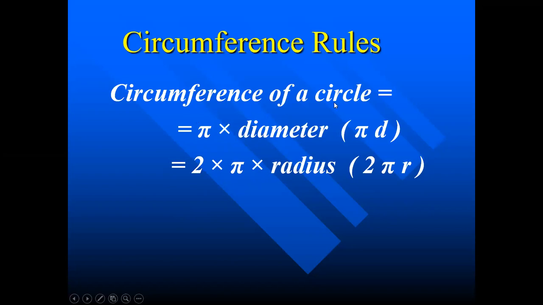Again, circumference of circle. If you have diameter, it will be pi multiplied diameter. Pi, as we said, always equals 3.14. Multiply 3.14, multiply the length of the diameter. If we have radius, we multiply 2, multiply the length of the radius, multiply 3.14. Why 2? Because you know the diameter equals two radii. If we have radius, we must multiply by 2.